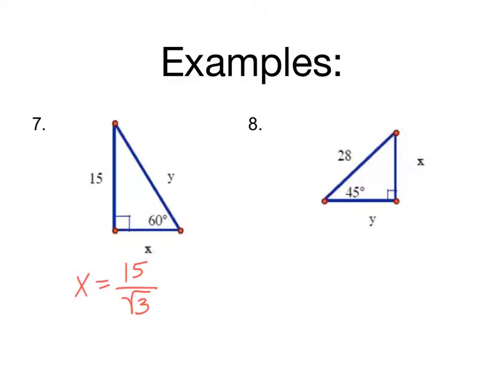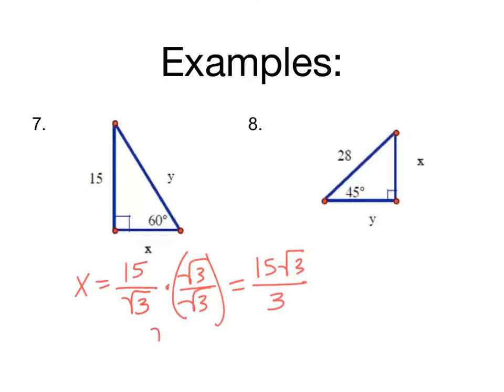Now you should recognize that we can't leave our answer like this. We have to rationalize our denominator. We can't leave that square root of 3 in the denominator. So in order to rationalize that denominator, we're going to multiply by the square root of 3 over the square root of 3. We're going to get 15 root 3 over, remember, radical times itself.